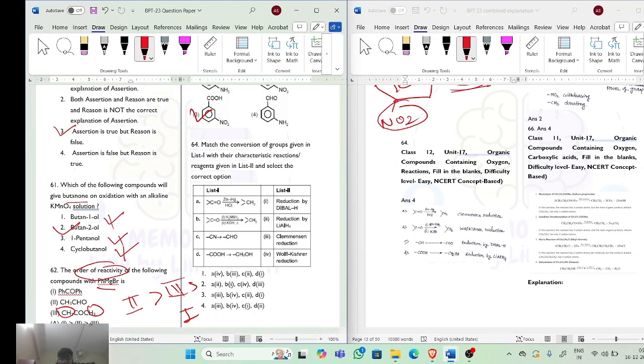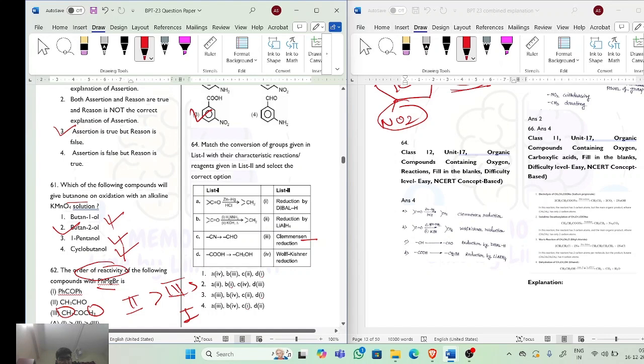Okay, it is reducing the carbonyl group, and this reagent is the Clemmensen reduction reagent. We know that Zn and Hg is used to reduce the compound, and this reaction is known as Clemmensen reduction.